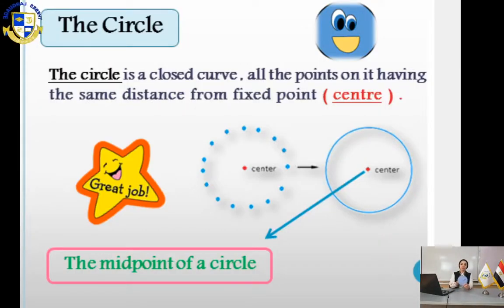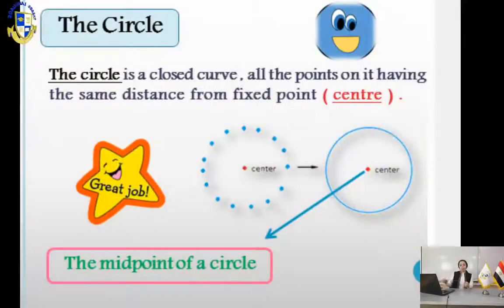A circle is a closed curve. All the points on it have the same distance from a fixed point. This fixed point is the midpoint of a circle. It's called the center of the circle. If this point is M, the name of the circle will be M. If this point is A, the name of this circle will be A.